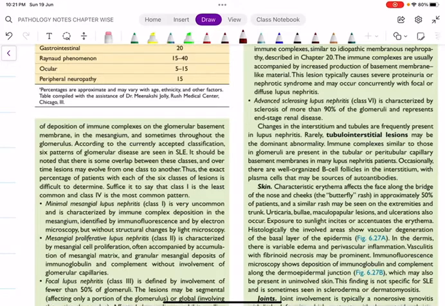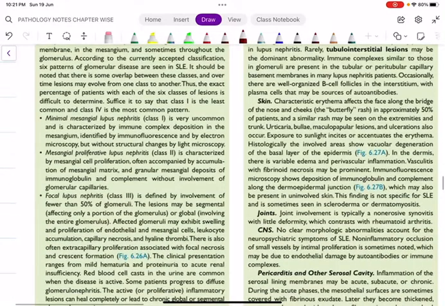As per the recent classification, we have six classes of lupus nephritis. Number one is called minimal mesangial lupus nephritis, that is class 1. You should remember this. You have to remember all the key features, light microscopy and electron microscopic features, of each of these classes, because this is a separate short note question for you.